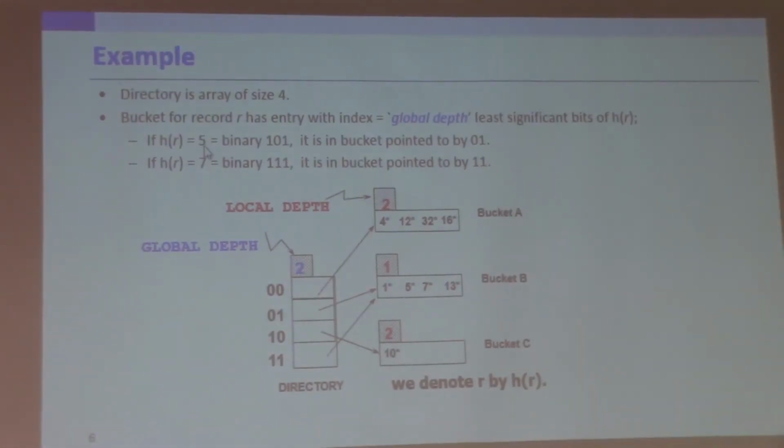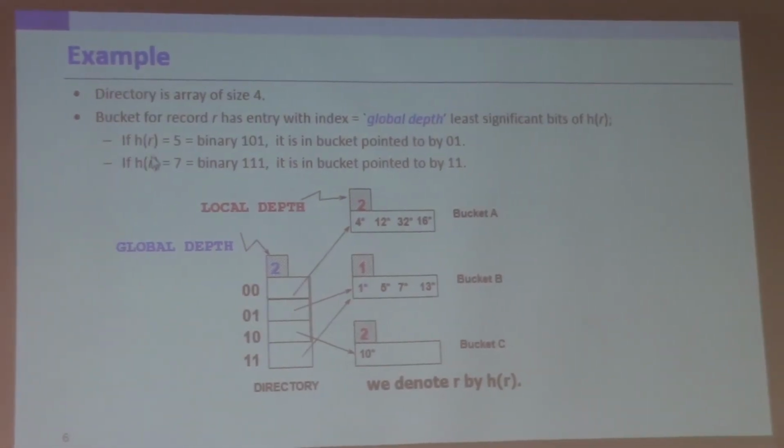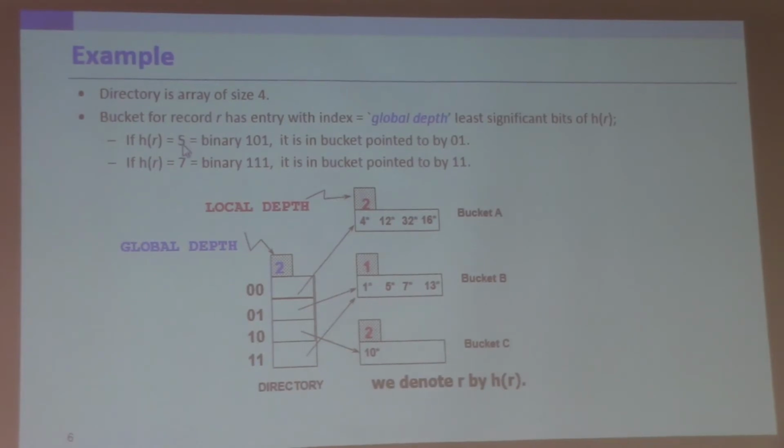Now, let me give you an example. Look at the values 5 and 7. Suppose I have two different records with search key values hashed to 5 and 7. 5 in binary is 101, 7 is 111. If you look at the lower two bits, they are actually different, but if you look at just the last one bit, they are the same.